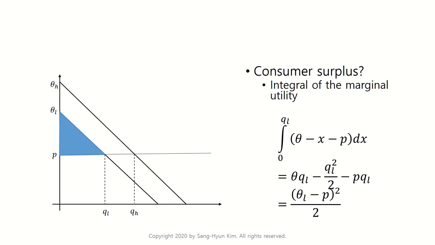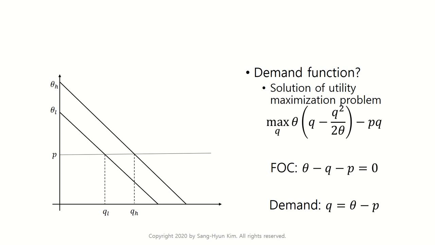So consumer surplus is actually just the utility that you can get from consuming as much as QL, right? To get the third line of the equation, I replace QL by theta L minus P. Okay, let me repeat. To get the last line of this equation, I replace QL by theta L, because QL is just theta L minus PL.